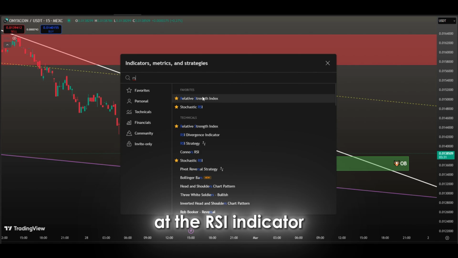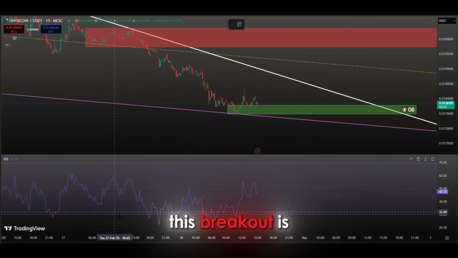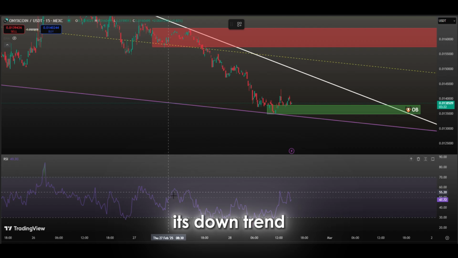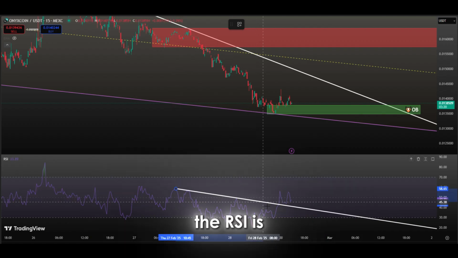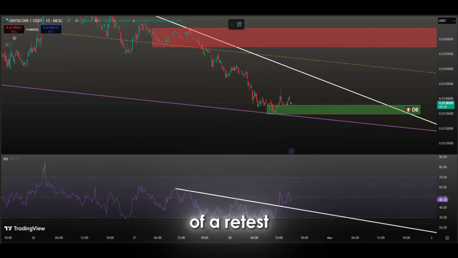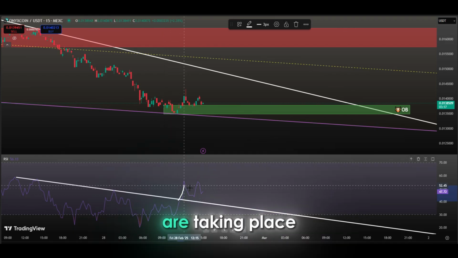When we look at the RSI indicator, we see that it had previously moved within a downtrend and broke it to the upside. This breakout is an important technical signal, signaling that the RSI may end its downtrend and gain upward momentum. At the moment, however, the RSI is retesting the trend line it broke. That is, it's in the process of a retest. This retest is usually an indication that trend reversals are taking place in a healthy way.